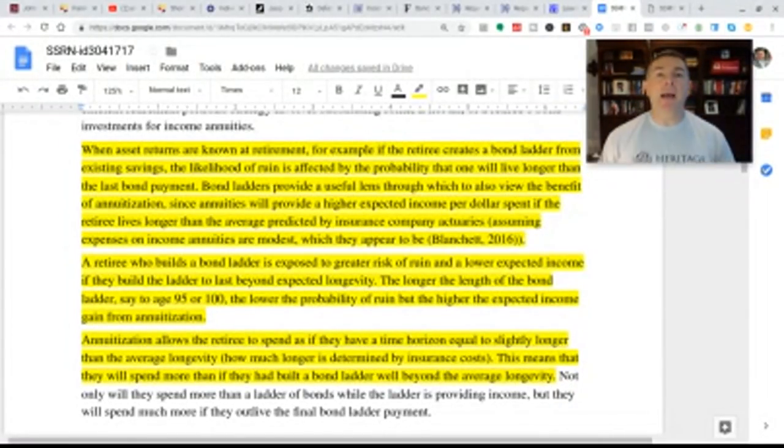So instead of that, I'm going to think I'm going to live for 25 years. So I'm going to ladder my bonds for 25 years. Well, what if you only live for 15 years? That means you're spending less money than you could have. And that's the seesaw effect of bonds and income.